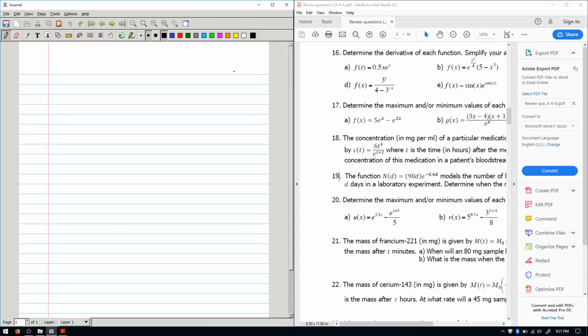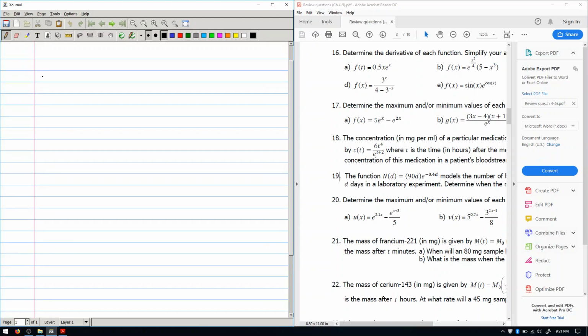Alright, in today's video I'm going to go through some practice problems for calculus. I'm going to determine the derivative of each function. I'm looking at number 16 of this review package. So f of t equals 0.5x e to the x.